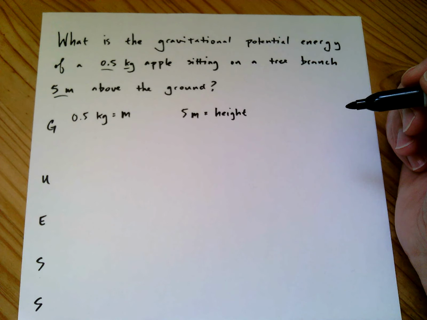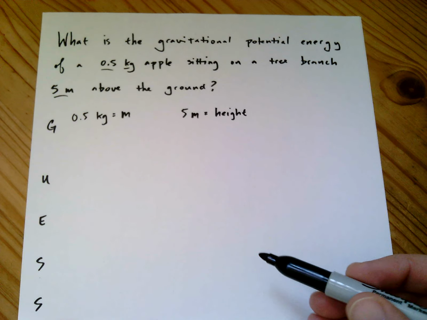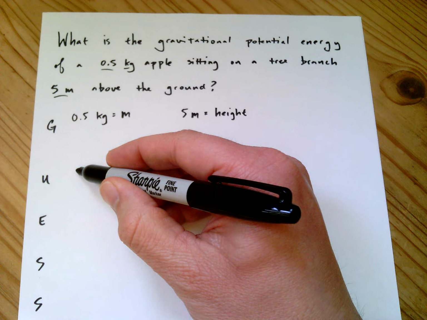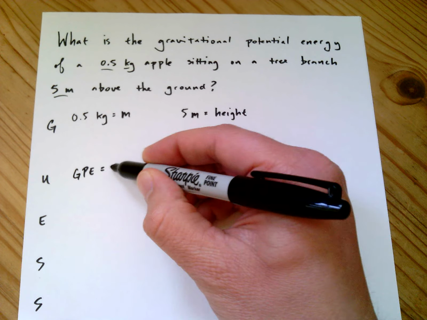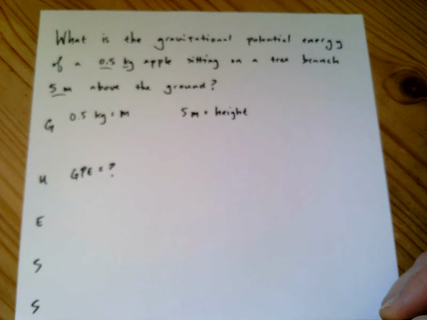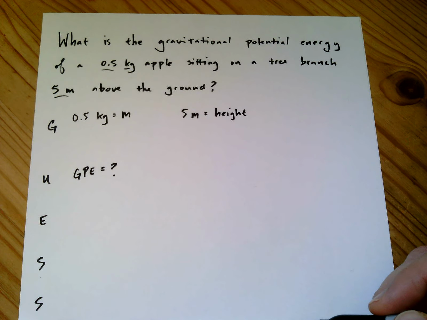So I've got my two givens, 0.5 kilograms of mass, 5 meters for height, and our unknown, what are we trying to solve for? When you read the problem carefully, it says, what is the gravitational potential energy? So if you want, you can write out gravitational potential energy. I'm just going to put GPE for gravitational potential energy.